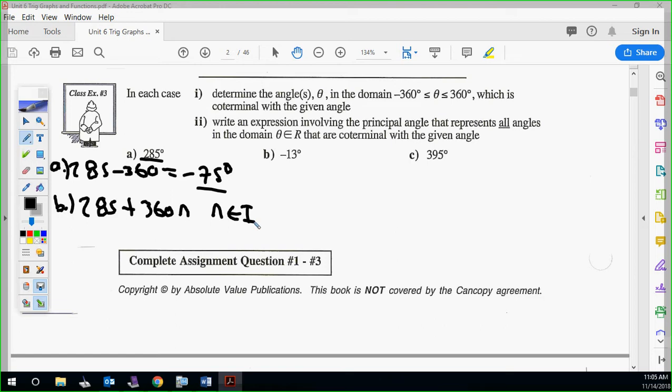Okay? All right, so -13 is the negative. So what's the positive piece? How do we get that? Add 360. So we go -13 plus 360. So it's going to be what? 347?